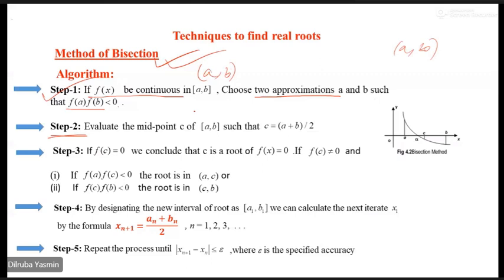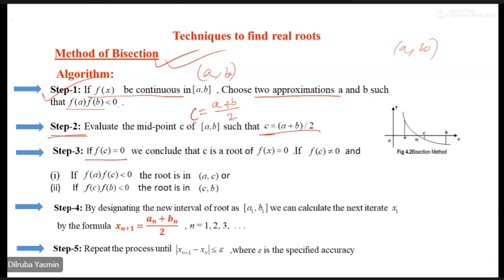So how do you get the midpoint? If you consider C is the midpoint, you can derive it by using this formula. Just add these two numbers and divide by 2, then you will get the midpoint. If you get midpoint C, then you have to check whether f of C is equal to 0 or not.